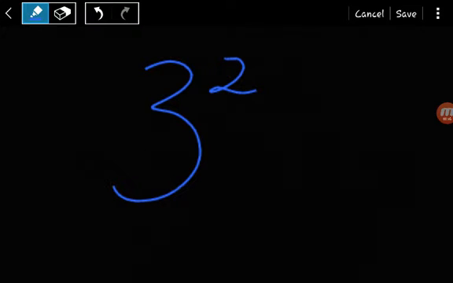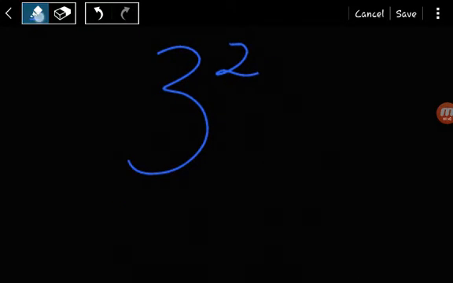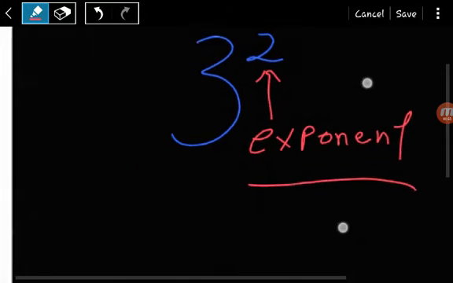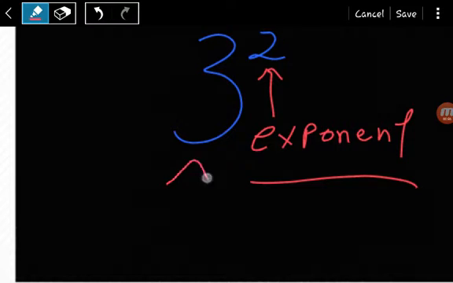Alright, so first, what is an exponent? This is an example of an exponent. The exponent is right here. That is the exponent. And this is called the base.